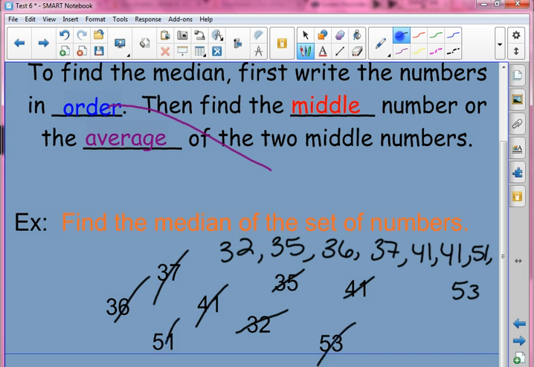Then you find the numbers in the middle. To do that, you cross off the ends. 32, 53, 35, 51, 36, 41, and check that out. You got two numbers in the middle. If that happens, you find the average between the two numbers. And whatever that equals is the answer.